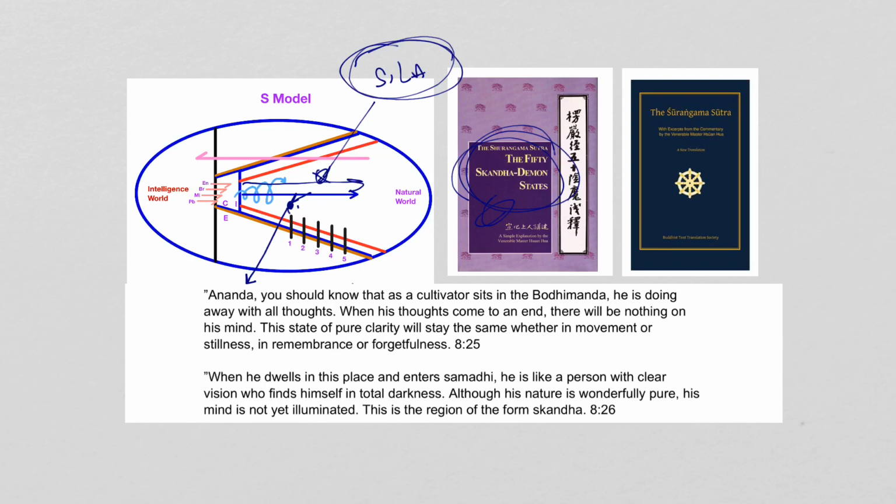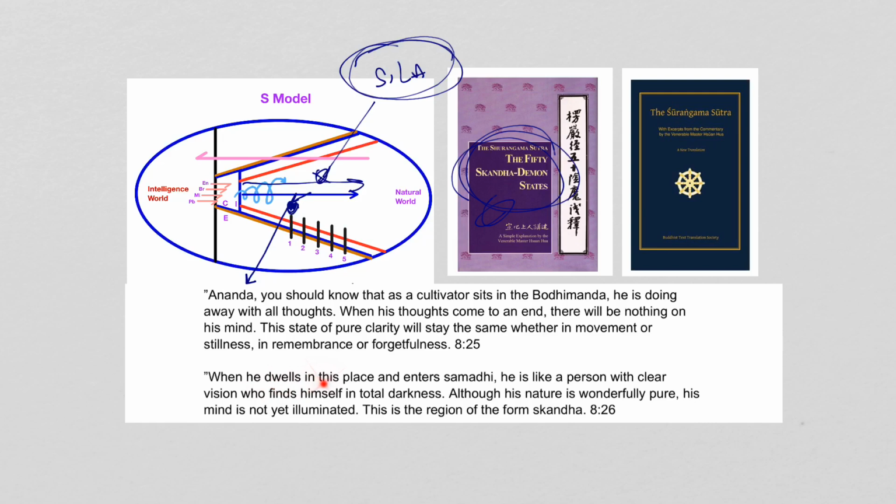Say one is here, in the first skandha or the form skandha. So it says here, the Buddha told Ananda, you should know that as cultivators sit in the body, the mind is doing away with all thoughts. When this thought comes to an end, there will be nothing on his mind. This state of pure clarity will stay the same whether in movement or stillness, in resemblance of forgetfulness.